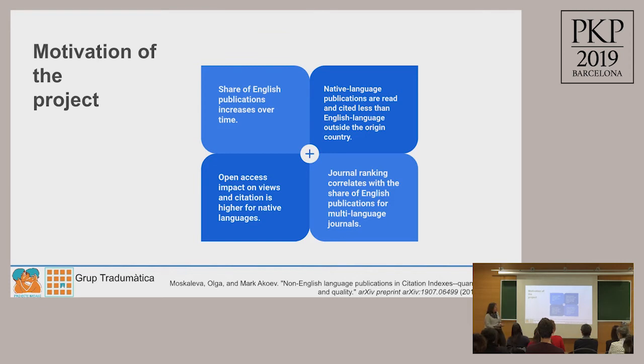There have been many studies done on multilingualism and academic journals. One of them, you have the reference here, found four different characteristics that had to be taken into consideration: the share of English publications increases over time; native language publications are read and cited less than English ones. I think that matches some of the outputs presented by Sarah. Open access impact on views and citations is higher for native languages. And journal ranking correlates with the share of English publications, even though we talk about multi-language journals.